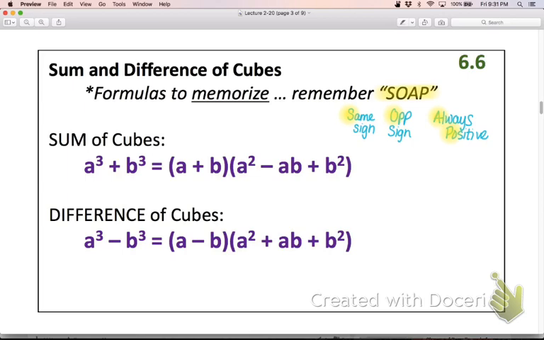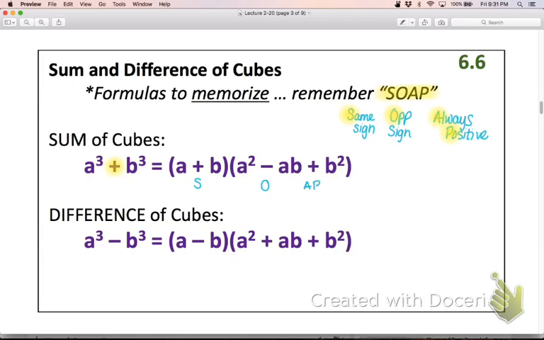So if you look at what we have here, the first formula is a sum of two cubes, something cubed plus something cubed. And this is starting with a plus. So if we look at our acronym SOAP, the first sign should be the same. So since we started with a plus, we also have a plus. And then the second sign is opposite. So the opposite of plus would be minus. And then the last sign is always positive.